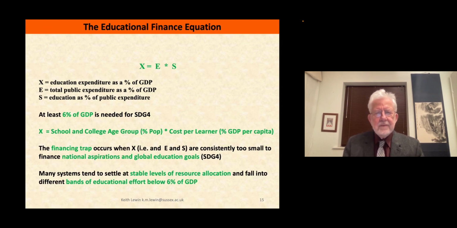Many systems, as we've seen, have then settled at an equilibrating level of allocation, falling into different bands of educational effort, in most cases below 6% of GDP, and in many cases so far below 6% of GDP that it's unlikely that the majority of goals and targets will be met, certainly not by 2030, and maybe never until patterns of expenditure and cost per learner shift.